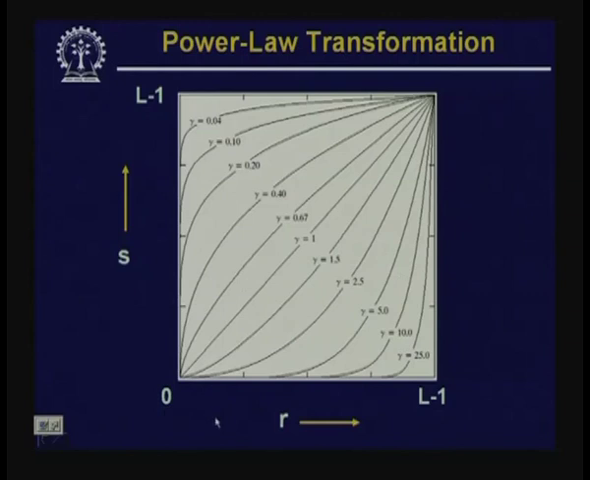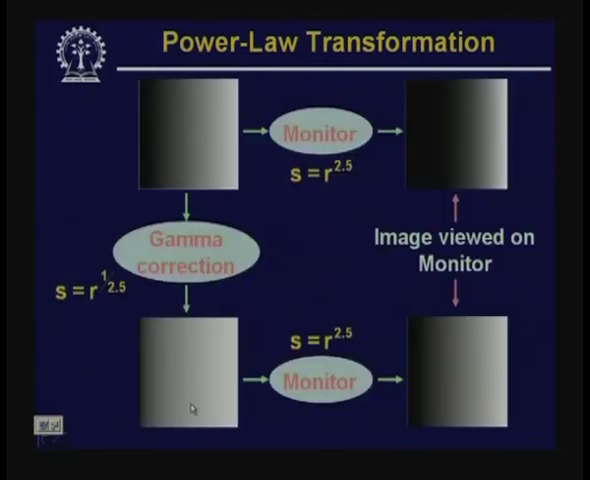So, coming to this next slide, you find that here we have shown an image which is to be displayed, and the image is on the top left corner. The monitor has a power law characteristic which is given by S equal to R to the power 2.5, and as we said, because of this power law characteristic the image will be darker. Obviously, the image as displayed on the device is given on the right hand side, and you find that this image is darker than the original image.